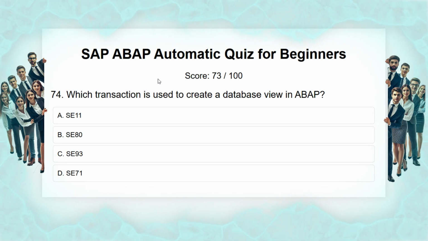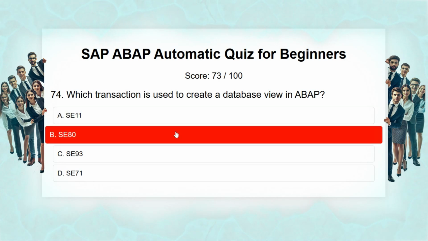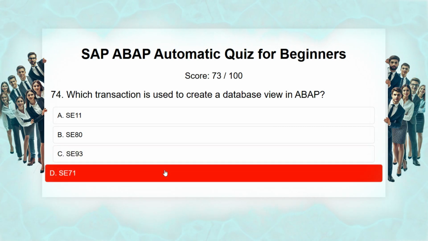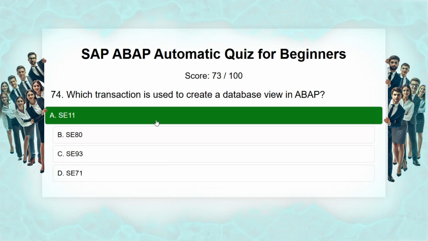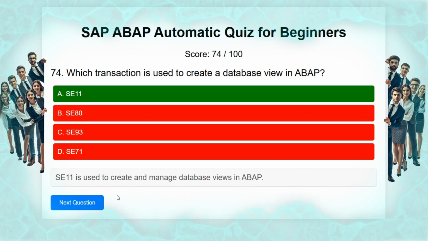74. Which transaction is used to create a database view in ABAP? A. SE11. B. SE80. C. SE93. D. SE71. Correct answer. SE11 is used to create and manage database views in ABAP.